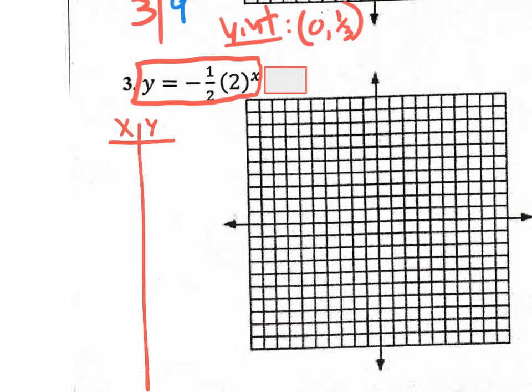Okay? And let's use consecutive integer inputs. So it's going to be -3, -2, -1, 0, 1, 2, 3. Let's plug in the easiest number, 0. Plug in 0 right there. What's 2 to the 0? What's anything to the 0 power? 1. Anything to the 0 power is 1. So what is 1 times -1/2?